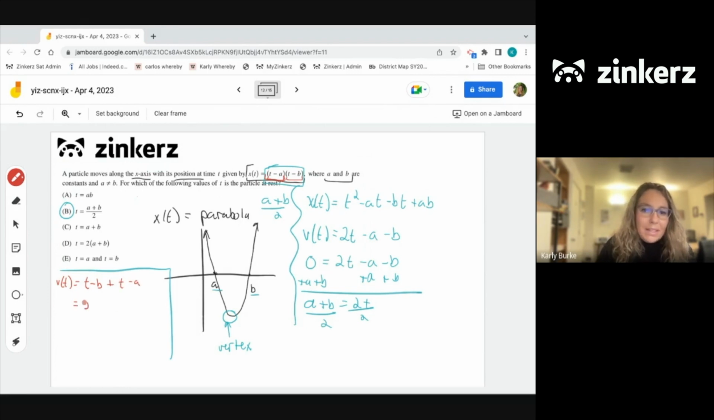So when we combine this, we get the same thing, 2t minus b minus a, and we're going to set it equal to 0. We have the same step as we do over here to get to the answer b. So hopefully one of those options is something that works for you, and you'll be able to solve this problem on the test.